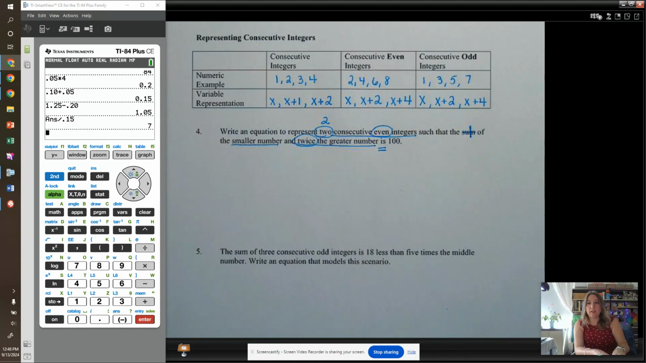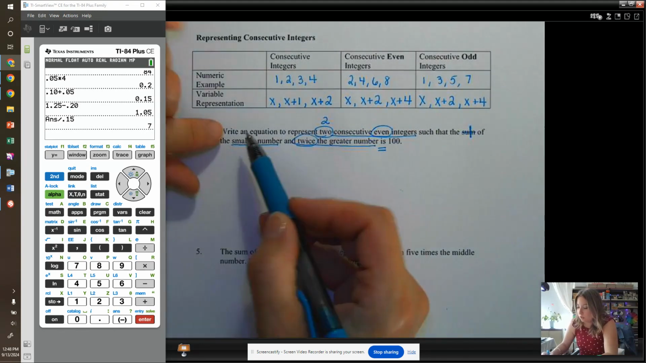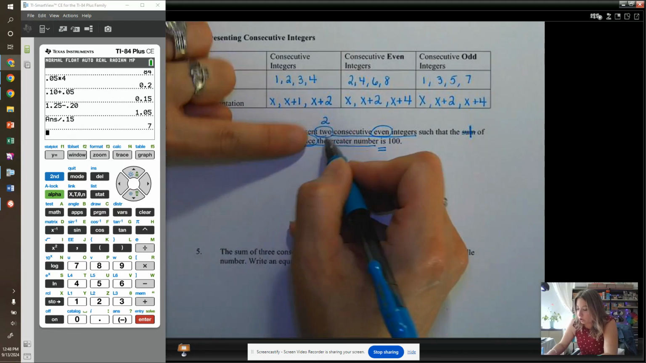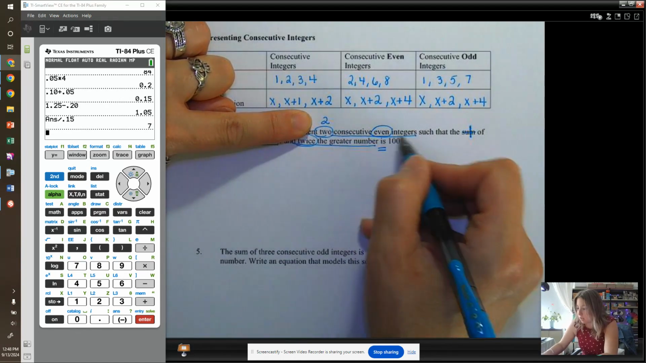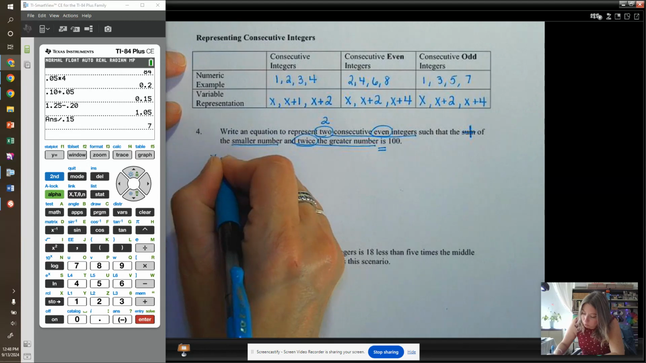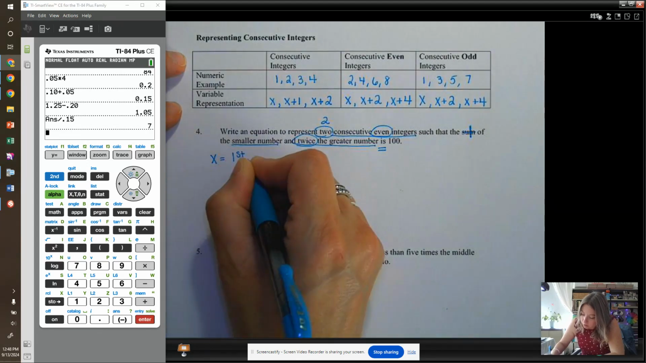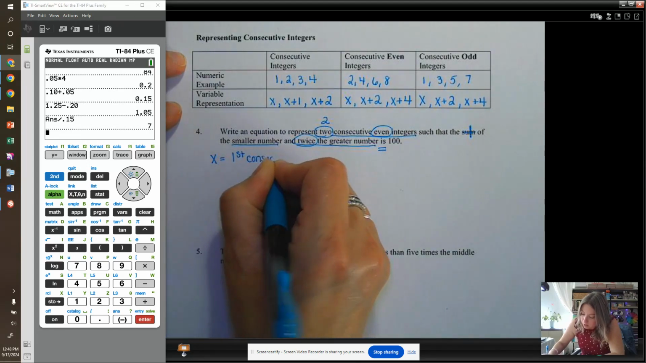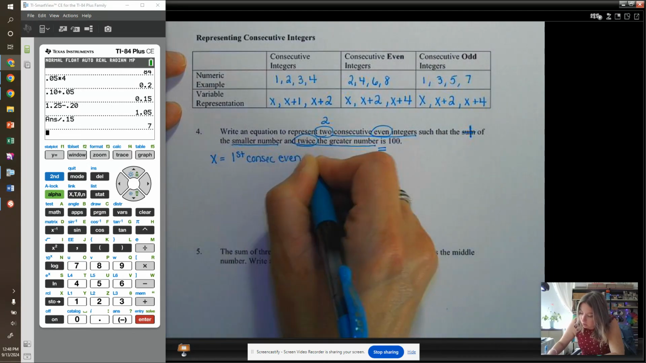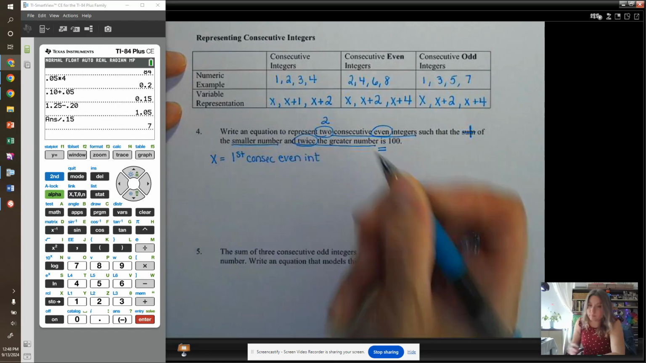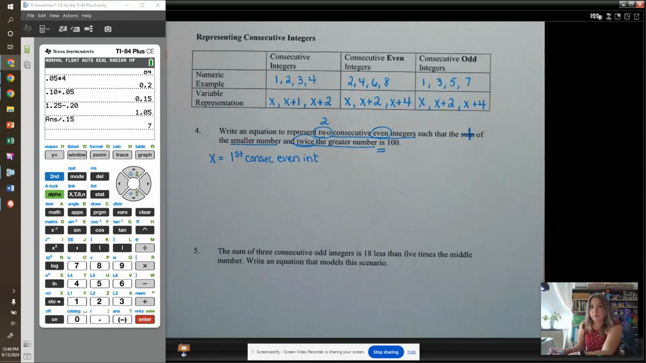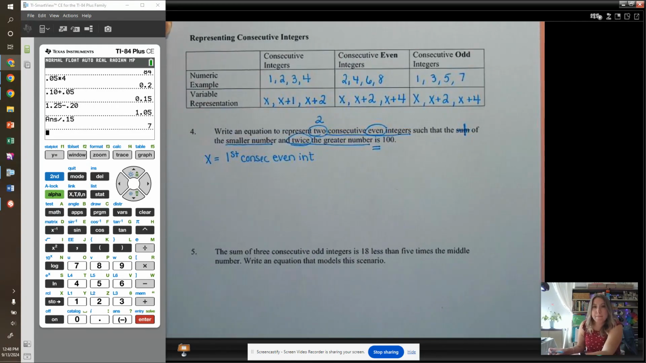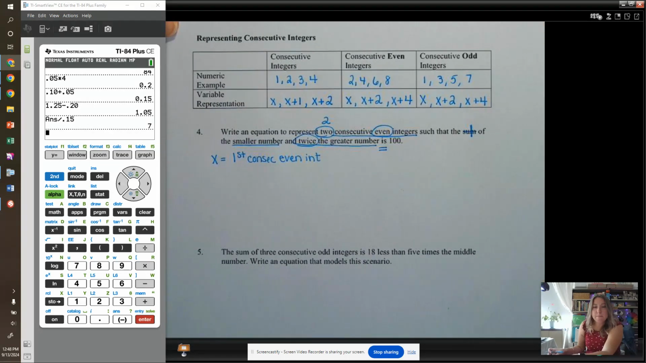Let's look back at what I did as I read. Write an equation to represent 2, okay? I know I need 2 consecutive even integers. So x equals my first consecutive even int. Int is just an abbreviation of what we're looking for. I need another one because I need 2 in a row.